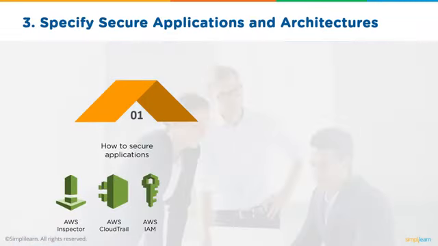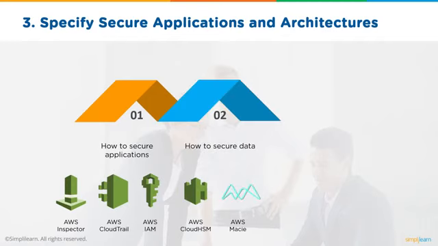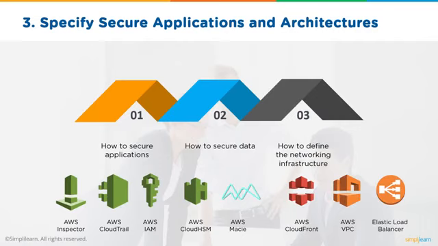Now, for the third domain, which is specifying secure applications and architectures, you need to know how you can secure applications using services like AWS Inspector, AWS CloudTrail, and AWS IAM. You need to know how to secure data using CloudHSM and AWS Macie, and how you can define the networking infrastructure using CloudFront, VPC, and Elastic Load Balancer.